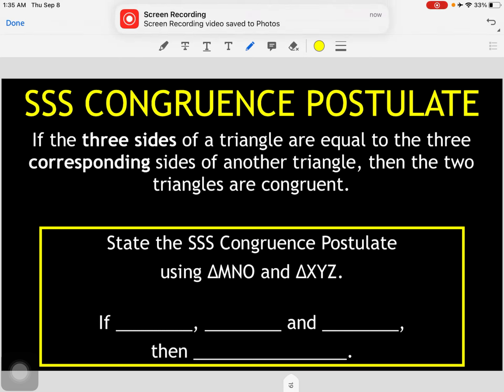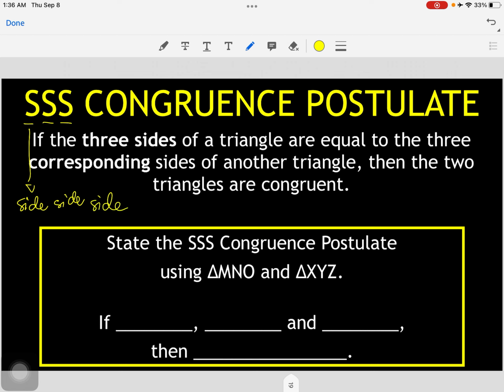We have a total of 5 postulates and theorems that we can use to show that triangles are congruent. So the first two that we're going to discuss are SSS and SAS. So let's start first with SSS. From the name itself, SSS means side, side, side. So you can easily remember what the postulate is because of the name itself.